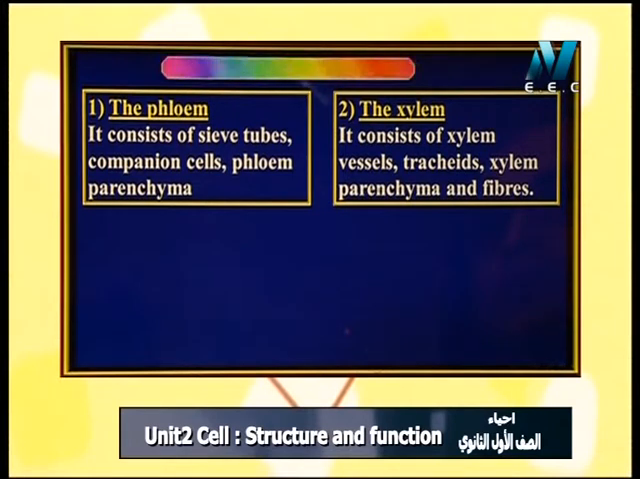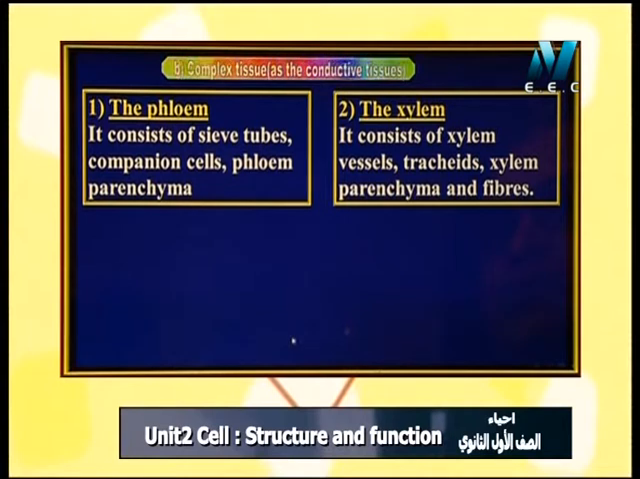In front of me are 2 types of complex tissue. The first is the phloem, the second is the xylem. The phloem consists of sieve tubes, companion cells, parenchyma and fibers. But the xylem consists of vessels, tracheids, parenchyma and fibers. We will see what the difference between them is in the function.